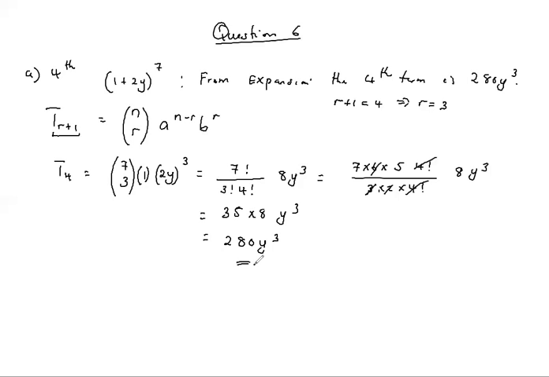So we still get the same term using different methods. In case I've forgotten the general term formula, I can do the expansion and count the terms and pick the term that I'm asked to find.